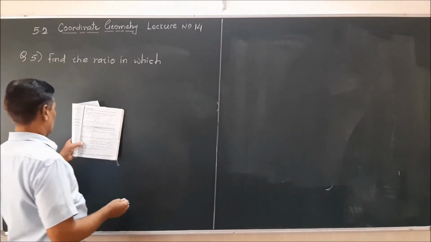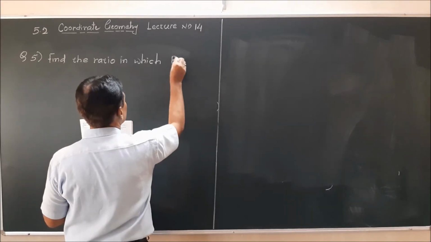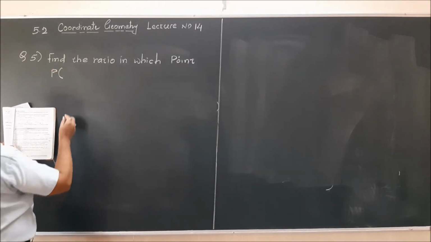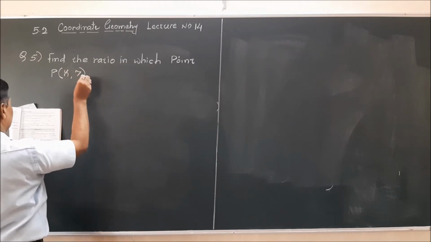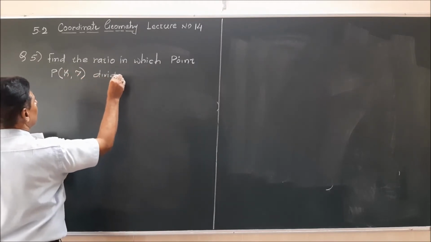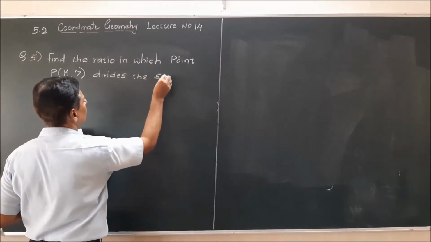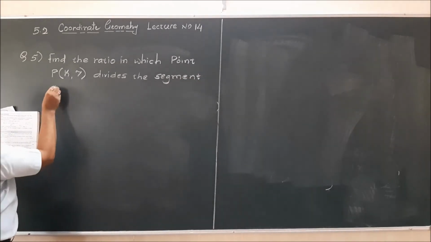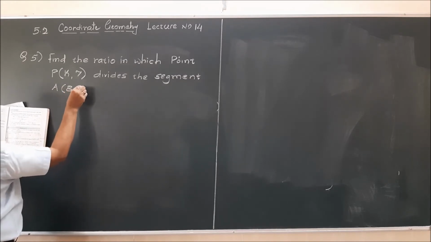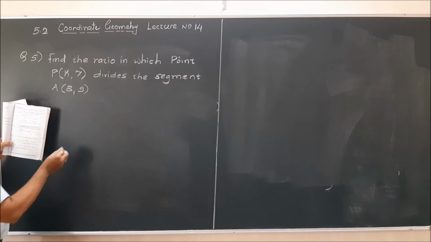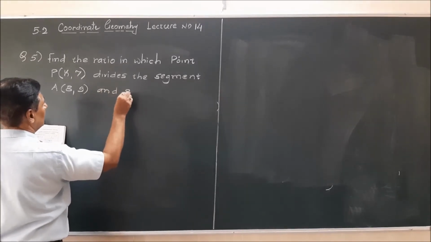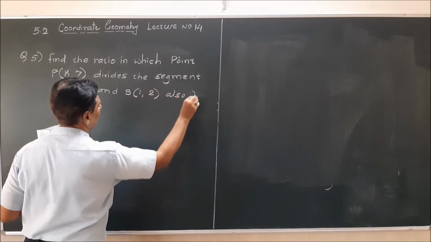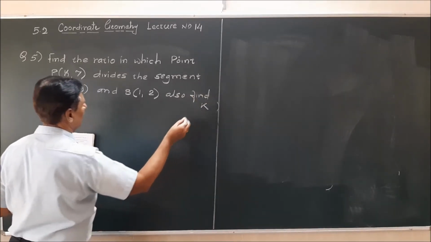Find the ratio in which point P, k comma 7, divides the segment joining points A, 8, comma 9, and B, 1, comma 2. Also find k.